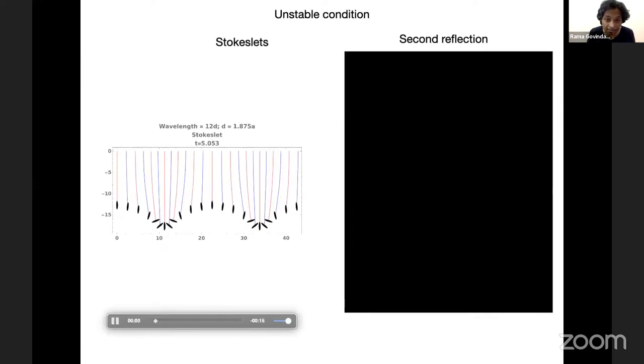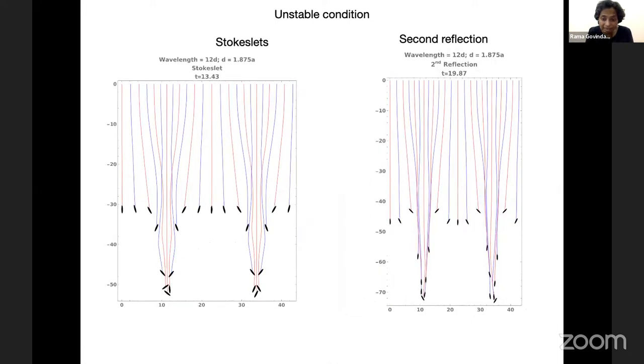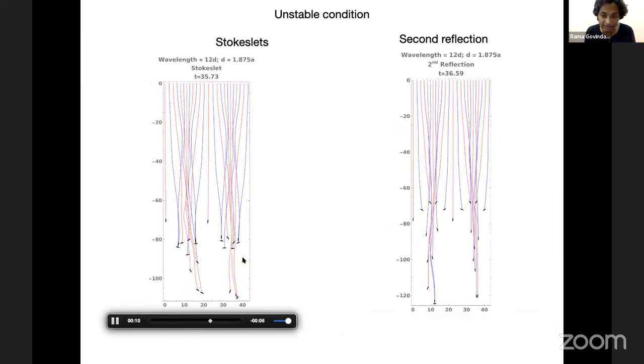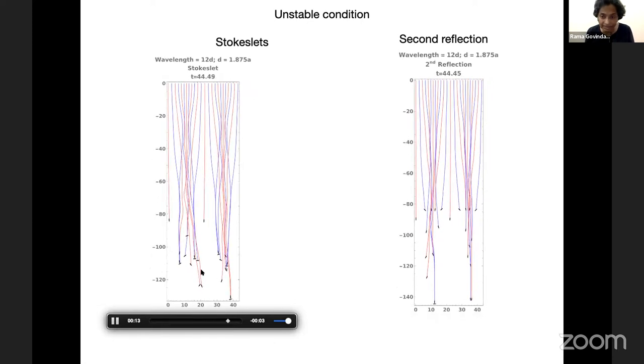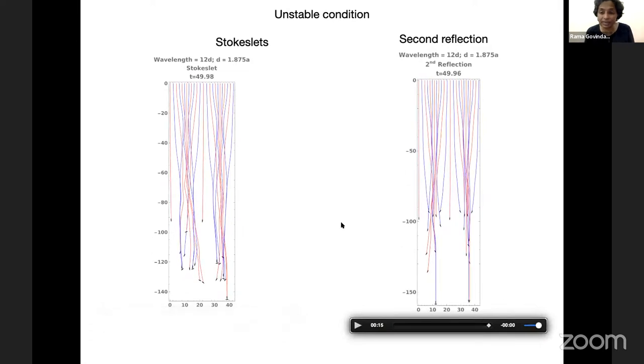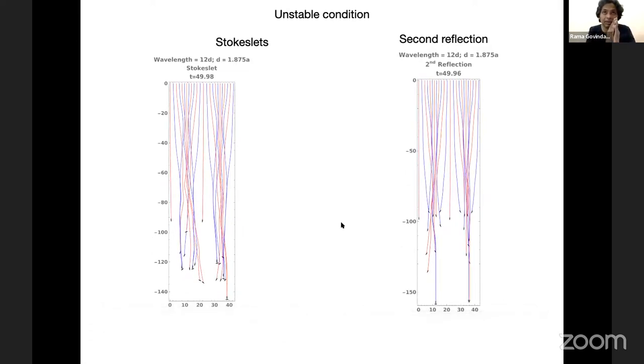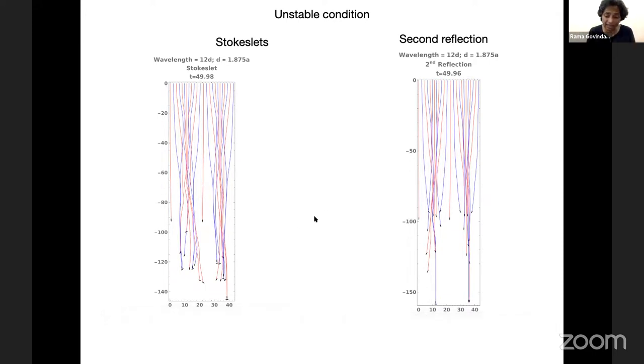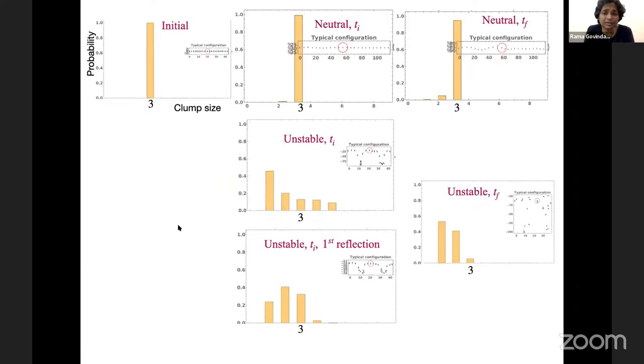And now this is the unstable case. The second reflection again makes some difference, but the qualitative picture is captured by the Stokes-Leth approximation, except at very late times where the Stokes-Leth is giving this additional clumping. And one thing I should say is that we use a kind of repulsion when they are trying to touch each other or go into each other, and that is having some effect. So we're right now working on that to clean it up before we stake a claim. But on the whole, you're seeing how different the unstable case is from the neutrally stable case, even when everything became nonlinear.